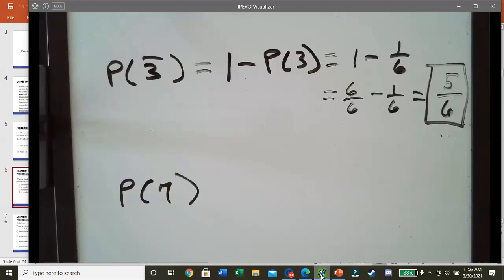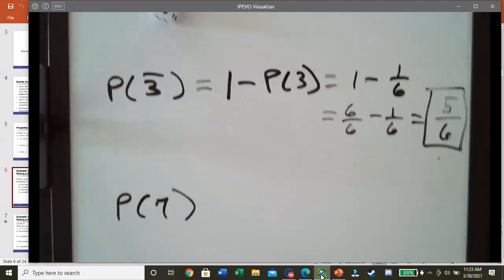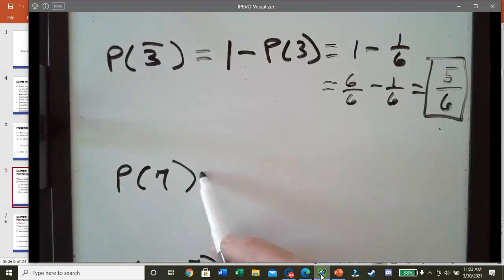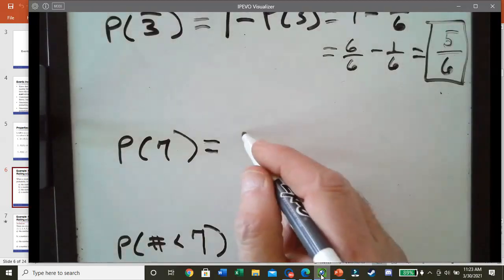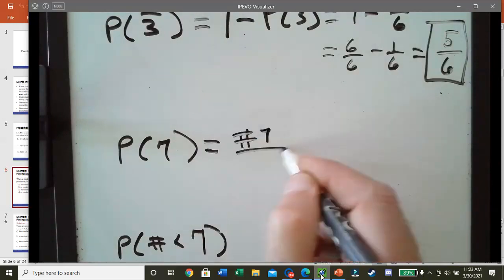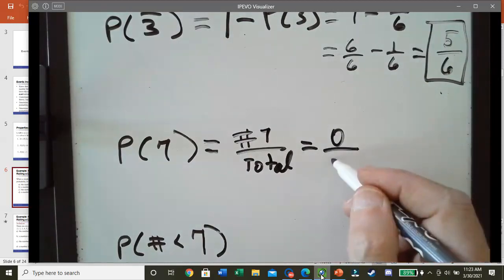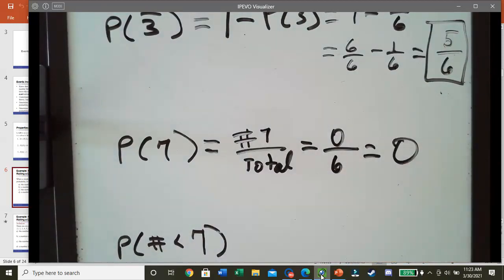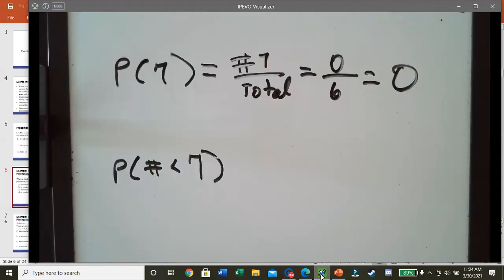Well, here's our sample space. There's a number of 7s over the total. Since there's 0 7s, it's impossible to roll a 7 when it's not even in the sample space. Okay? With a single die. With 2 dice you can, but not with a single die.